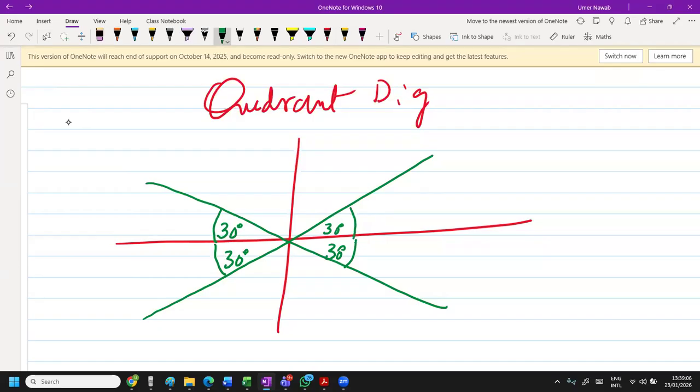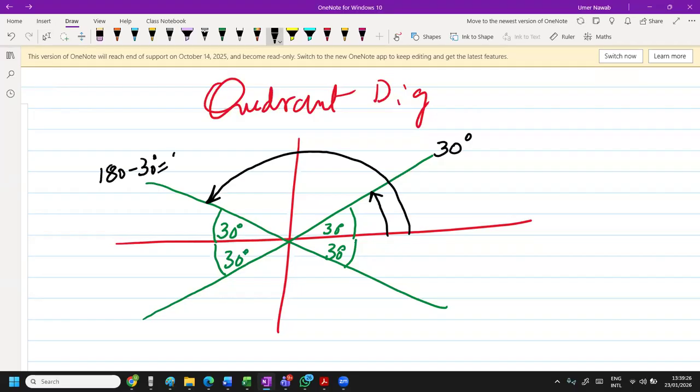How are they connected? Suppose I move from 0 degrees to this, definitely this is 30 degrees. But if I move from here to here, for sure you say, Mr. Omar, you have to write 180 minus 30, which is 150. Keep this point in your focus.